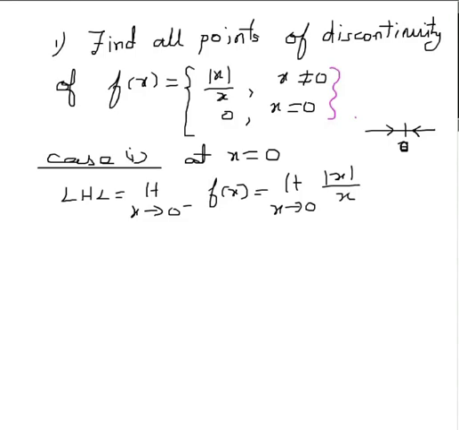Absolute value of x by x. Now we have to remove the absolute value sign before applying the limit. We know the definition of absolute value function. It takes the value x itself when x is positive, or it becomes minus x when x is negative. When x is negative, by writing the minus sign, we are making it positive.